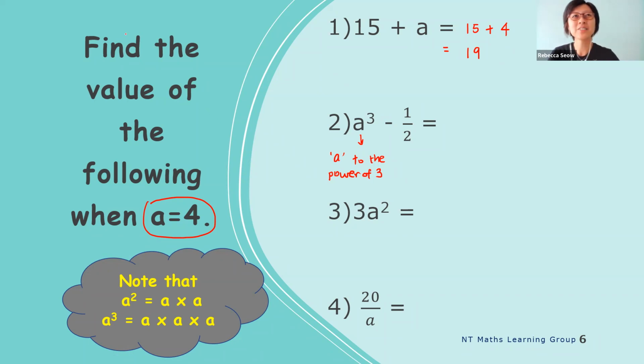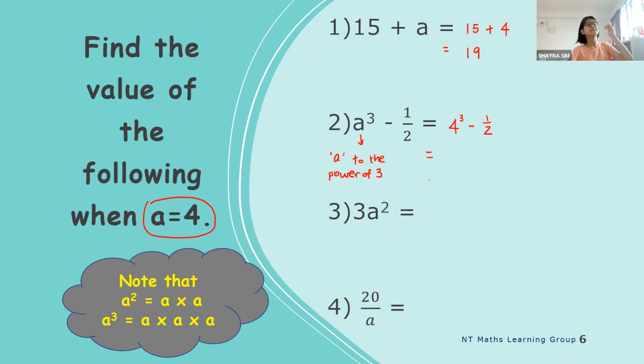You're right. If you look at the notes at the bottom, the speech bubble, it says note that A with a 2 on top, that's A squared, is A times A, which means 4 times 4 in this case. And A cubed would be 4 times 4 times 4. So how would we put it in a mathematical form? It would be 4 with a 3 on top, right? And minus half.